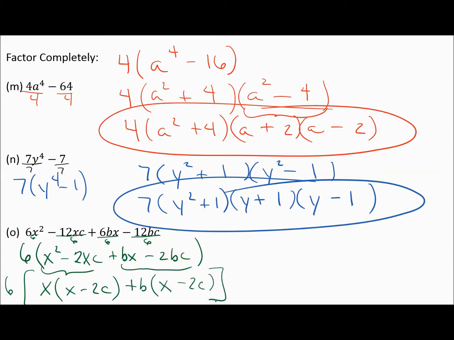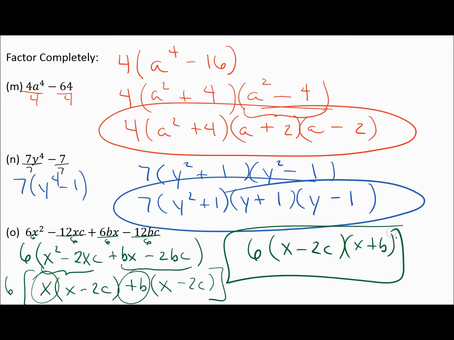You don't stop there, because remember, you got to write down the one that matches. So the 6 that was out front originally, greatest common factor, times the factor that matches, x minus 2c. You only write that factor once, times what's remaining out front, which is x plus b. And that factor by grouping problem with the greatest common factor is completely factored.